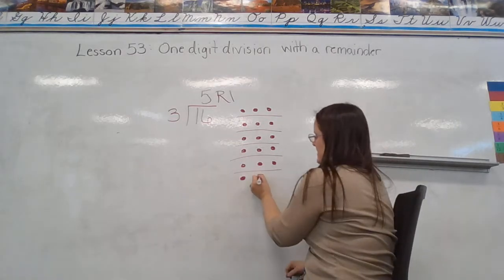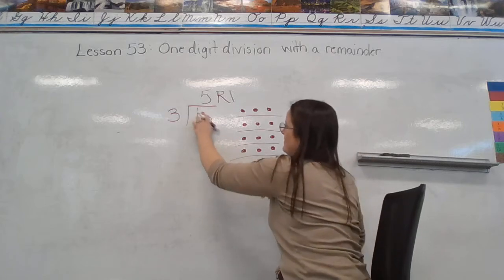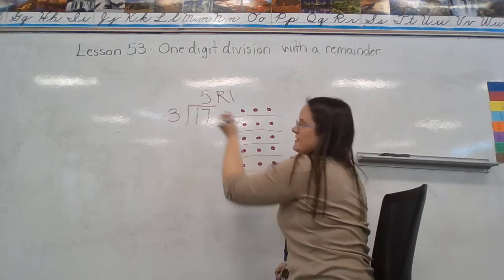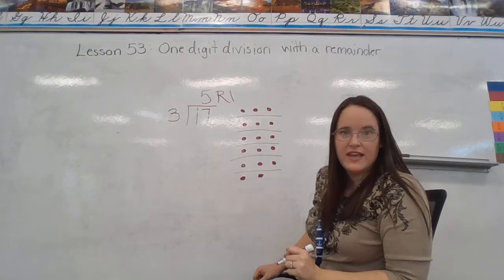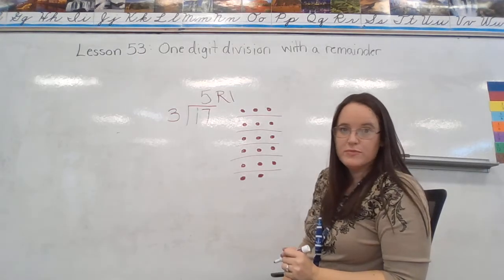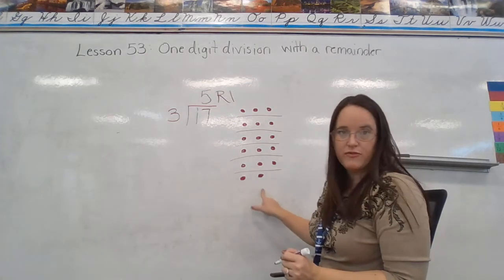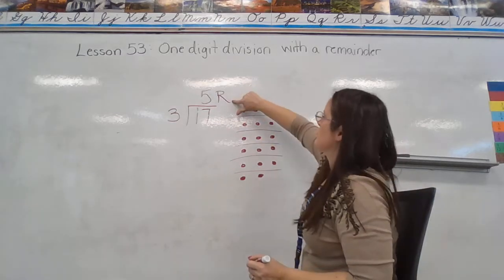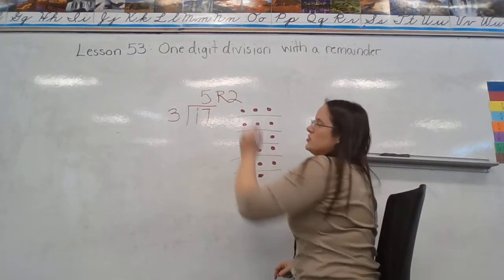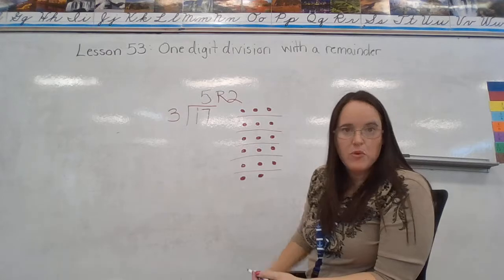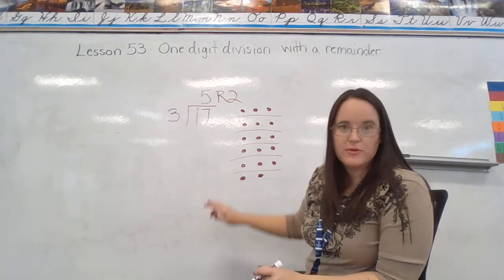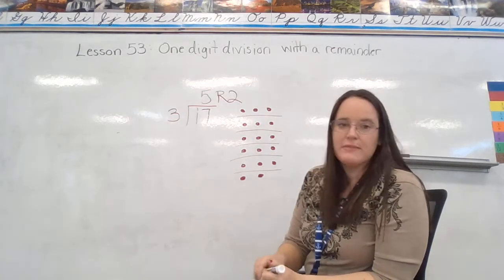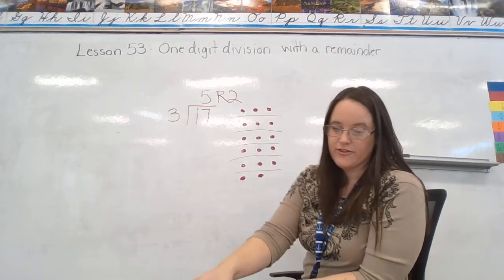Now what if, instead of 16, it were 17 divided by 3? Here I still have 5 groups, but I don't have a remainder of 1. Now I have a remainder of 2. And I write it the same way, I just put the digit up there to represent how many dots or how many objects are left over.